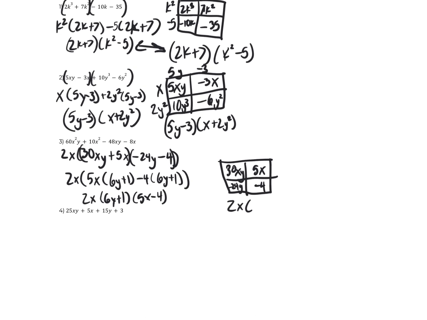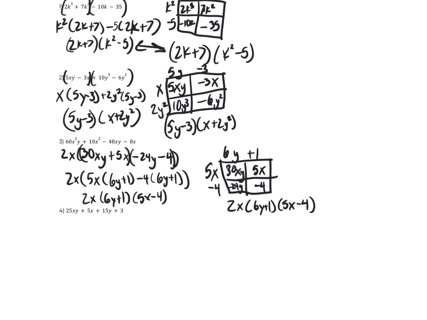And then moving over to the box method, just to show you that one again. 30xy and 5x, I can pull out a 5x. Negative 24y and a negative 4, I can pull out a negative 4. 30xy and negative 24y, I can pull out a 6y. And 5x minus 4, all I can pull out is a 1. Okay, so I've got a 6y plus 1 and a 5x minus 4, which, if you look and see, those are exactly the same again.